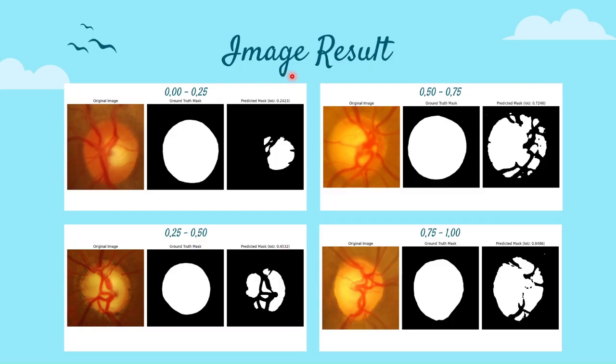Here are some examples of the results from our program. First, we have an image with an IOU value of 0.2423, followed by an image with an IOU of 0.4532, then an image with an IOU of 0.7246, and finally an image with an IOU of 0.8486. It can be observed that as the IOU increases, the accuracy of the predicted mask compared to the existing mask data also improves, and vice versa.